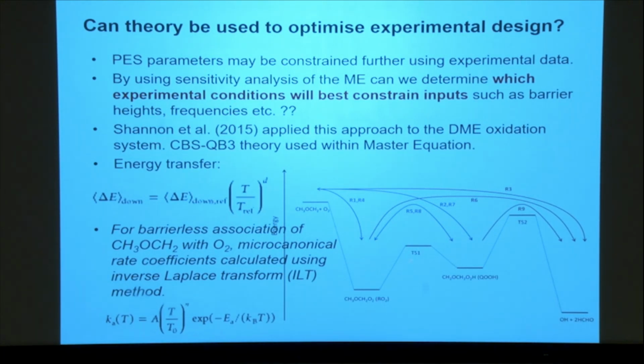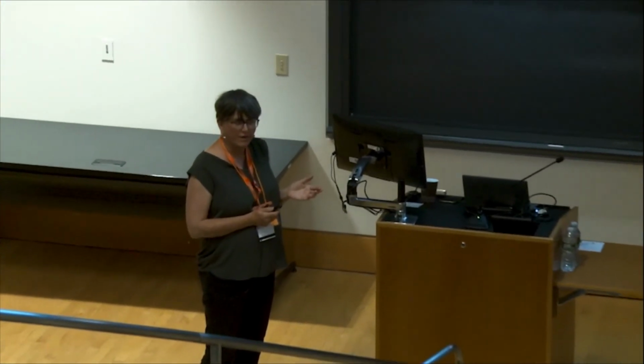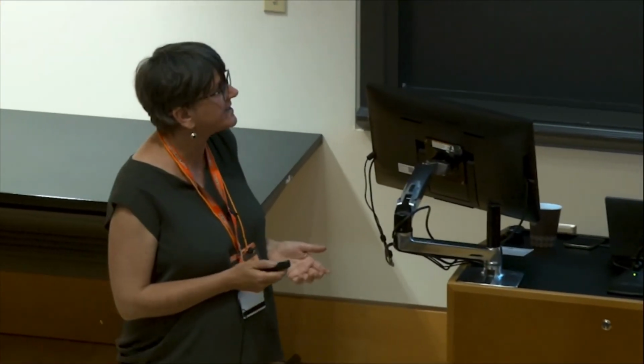Okay, so we're calculating these well depths and barrier heights using a fairly low level of theory, so we know that there are going to be uncertainties there. And actually, rather than do the experiments first and then use that data, it's possible to do the modeling first and then ask the question, what are the best experiments to use to constrain the system?